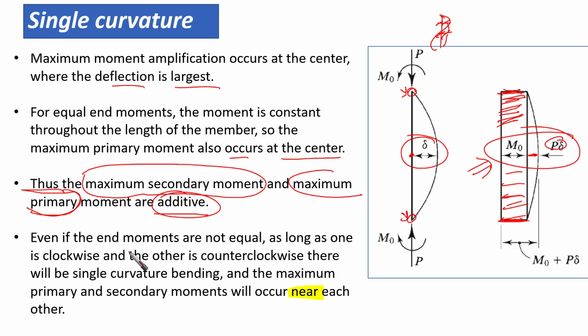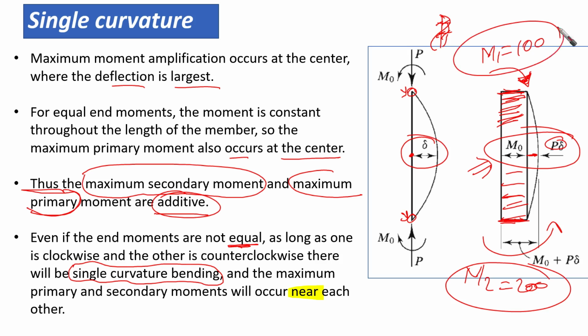So even if the end moments are not equal, as long as one is clockwise and the other is counterclockwise, there will be single curvature bending. So that's the point here. If we are having single curvature, even though we have one clockwise, for example, like this, and the other one counterclockwise. This is clockwise and this is counterclockwise. This is, for example, M1, let's assume equals 100. This is M2, for example, let's assume it equals 200. In this case also no problem for us.